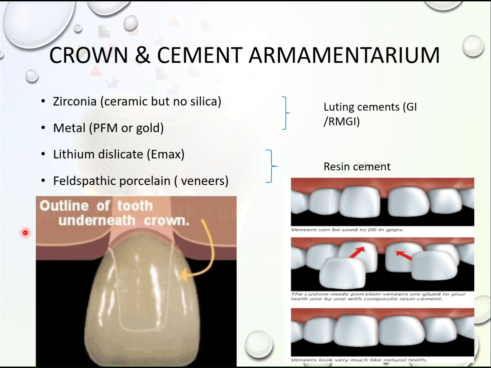So, for different crowns, different cements are used. For zirconia and metal-based crowns, we use GI or RMGI, but there should be no silica in the zirconia. As we discussed earlier, the silica reacts with the glass present in the glass ionomer. So for silica-based zirconia, we are not using RMGI. You can use resin cement for such crowns. For lithium disilicate, that is Emax crowns and veneers, that is porcelain based crowns, we use resin cements.